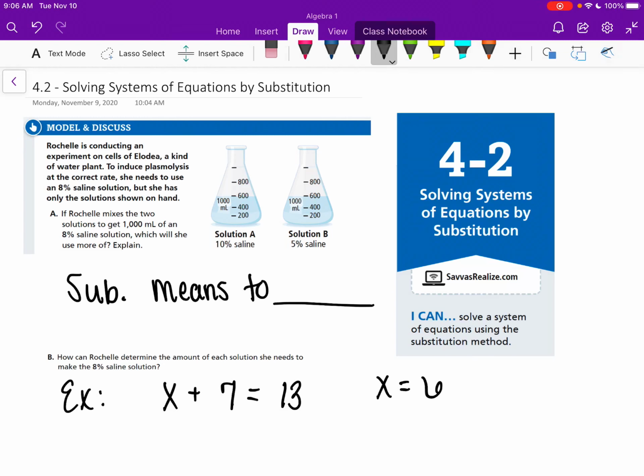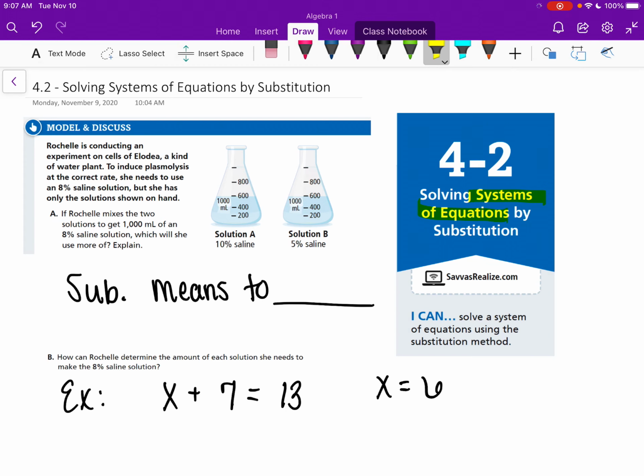In section 4.2, you are going to be introduced to another way to solve a system of equations. Just a reminder from 4.1, a system of equations just means we have more than one, and you learned how to solve them by graphing. You graphed the two lines and you saw their intersection point. This section is how to do that algebraically.